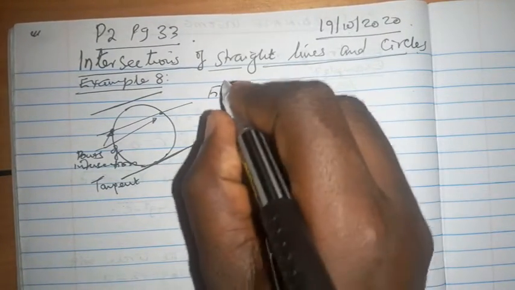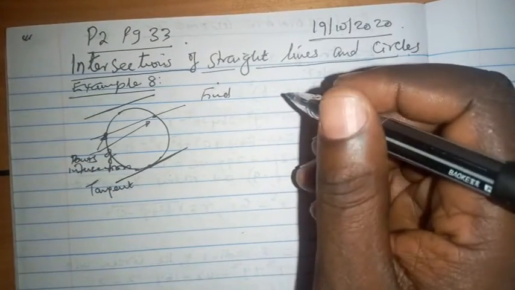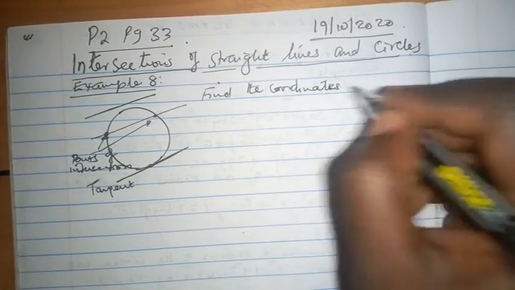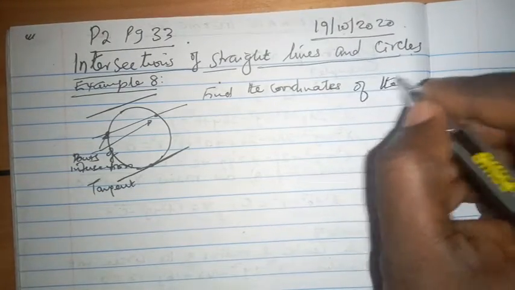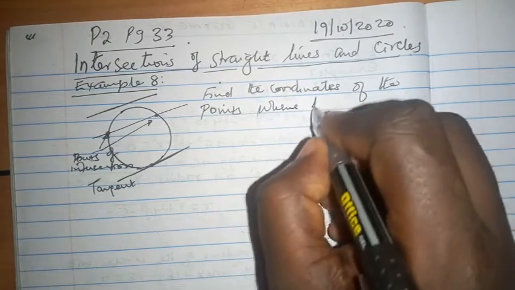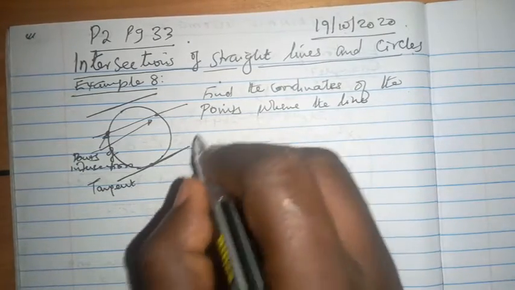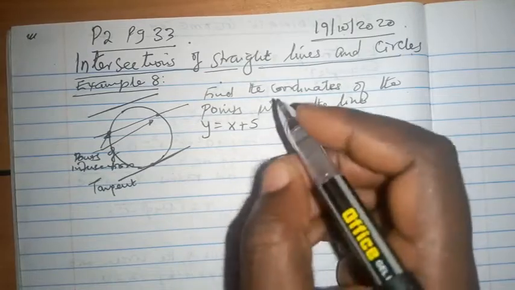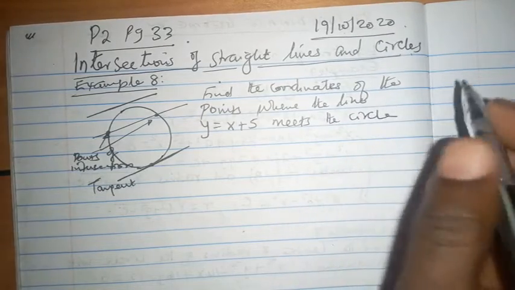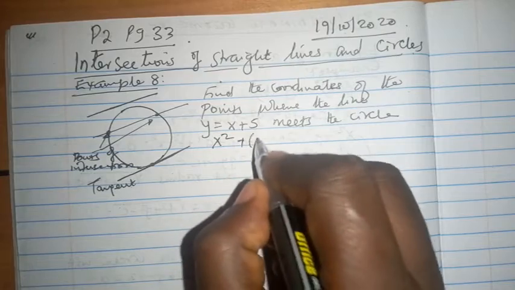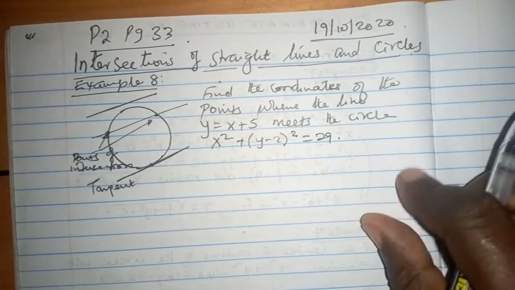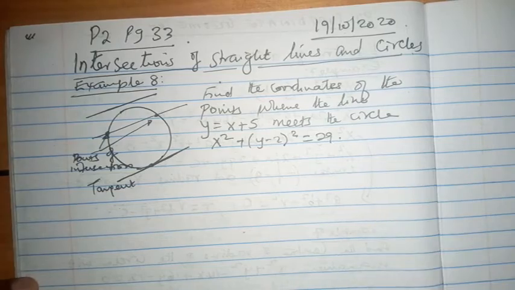We are going to look at example 8. Example 8 talks of: find the coordinates of the point where the line y is equal to x plus 5 meets the circle. Which circle? x squared plus (y minus 2) squared is equal to 29. Find the coordinates where this line meets that circle.